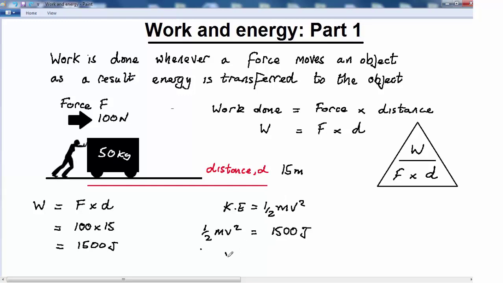So we can say that V squared is equal to 1500 divided by a half times 50, which is equal to 60. And so the value of V will be the square root of 60, which will be equal to 7.7 meters per second.